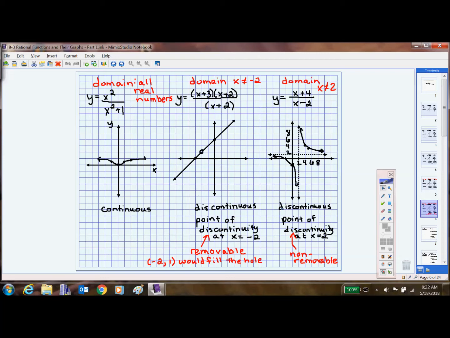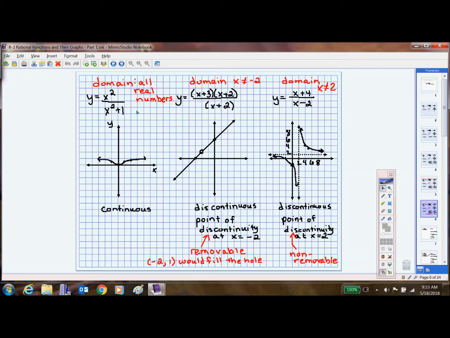But how could we tell without actually making the graph whether or not it was going to be continuous or discontinuous? Anybody, any thoughts on that? Marcus? Well, if there's a denominator, then there probably will be, unless there's a certain case like the square, where it obviously can't be 0 because anything squared is going to be a positive number. Okay, good. So he's absolutely right. You're looking for a place where the denominator would fail. Okay, so I like the way you said that, Marcus.